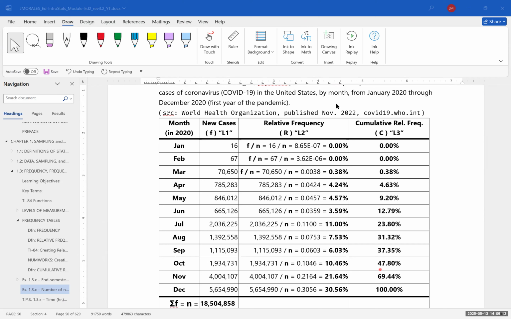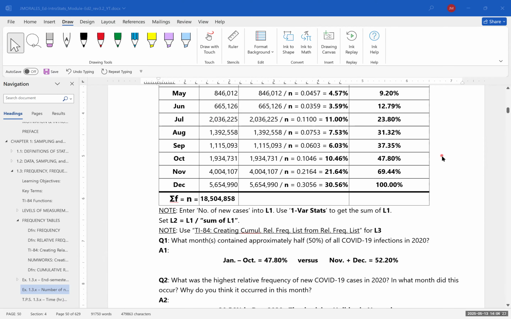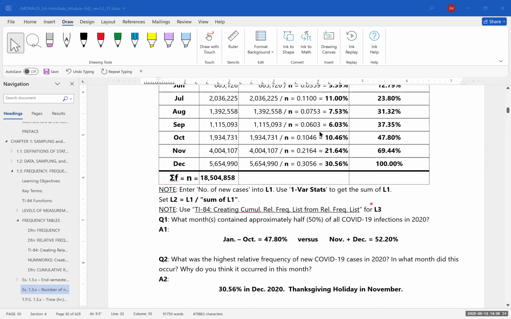So now that we've got this frequency table filled in with relative frequency and cumulative relative frequency, let's take a look at some questions that this table and this data can answer. So what months contained approximately half of all COVID-19 infections in 2020?